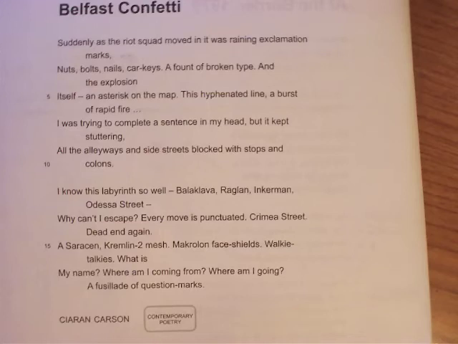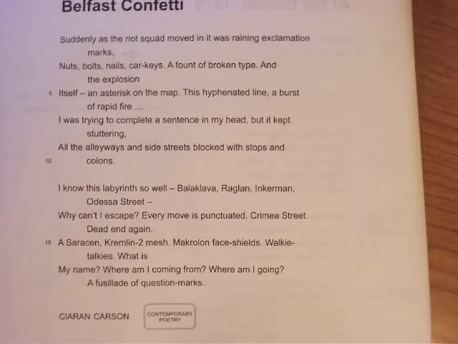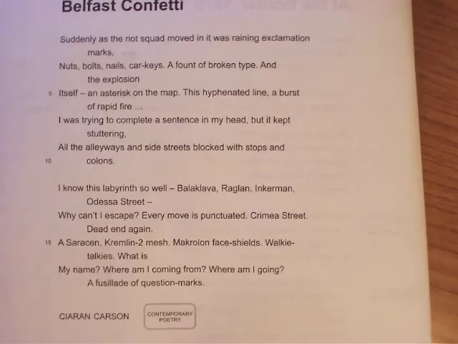Okay, we're going to look at some of the structural properties of Belfast Confetti by Ciaran Carson. Just briefly, we're going to look at some of the structural factors, some of the structural aspects of Belfast Confetti.